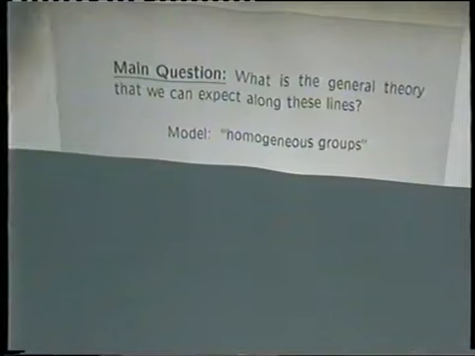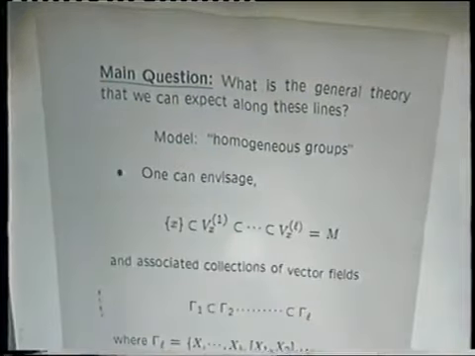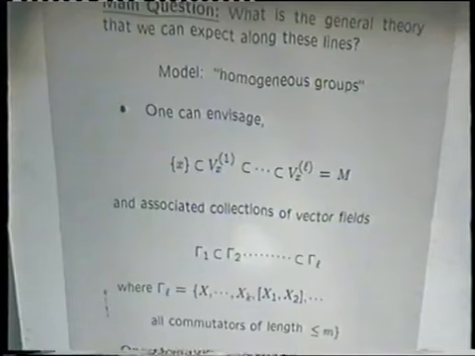I now want to come to the very end of my talk, which is the main question of what the general theory is to look like. So these are just questions. What is the general theory that we could hope for, which is modeled a little bit along the lines of the theory that I had just sketched before for homogeneous groups? And so what can we expect?